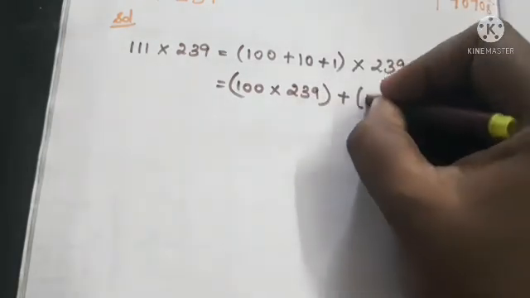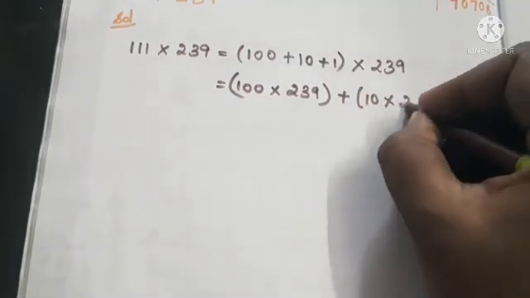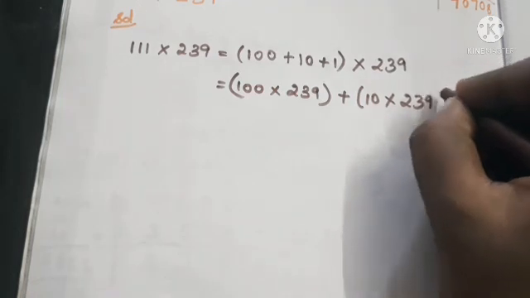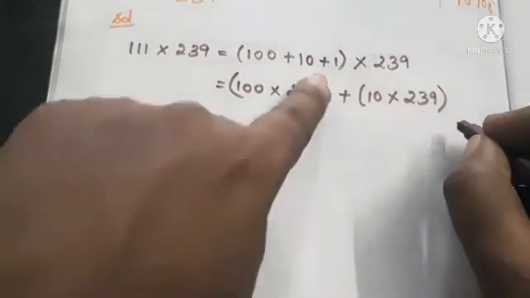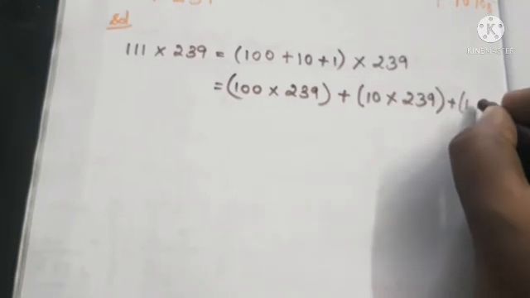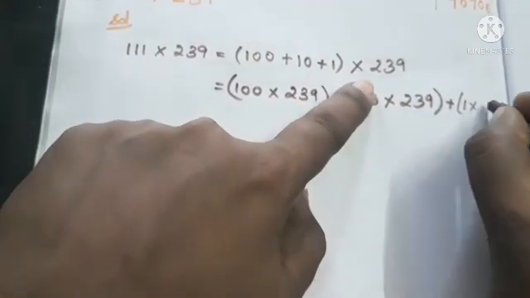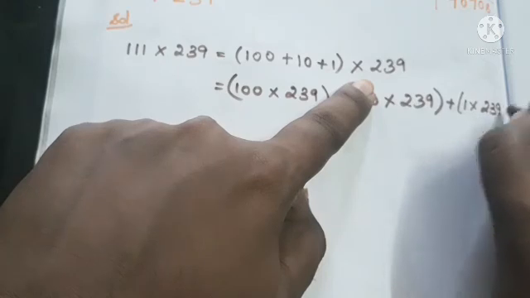Next we have 10. 10 multiplied by 239, close the bracket, and we have to place the plus symbol. So plus, open the bracket, 1. Next value is 1 now. So 1 multiplied by 239 and close the bracket.